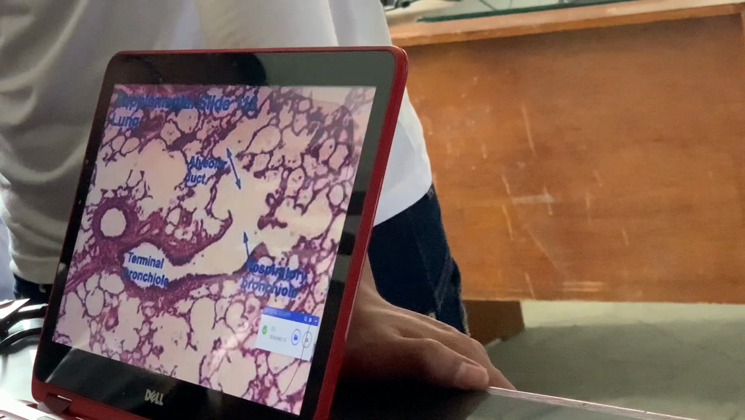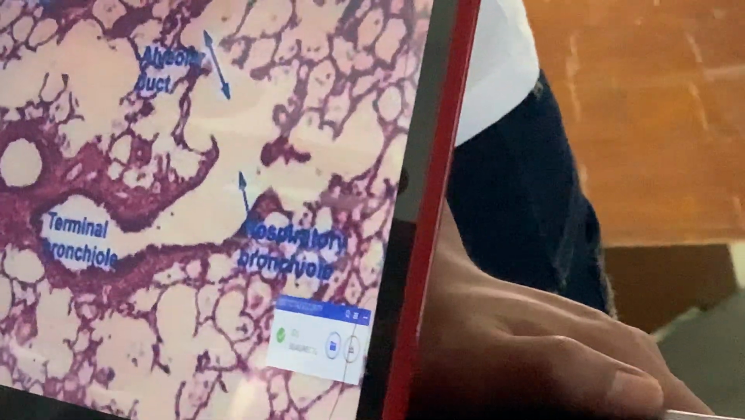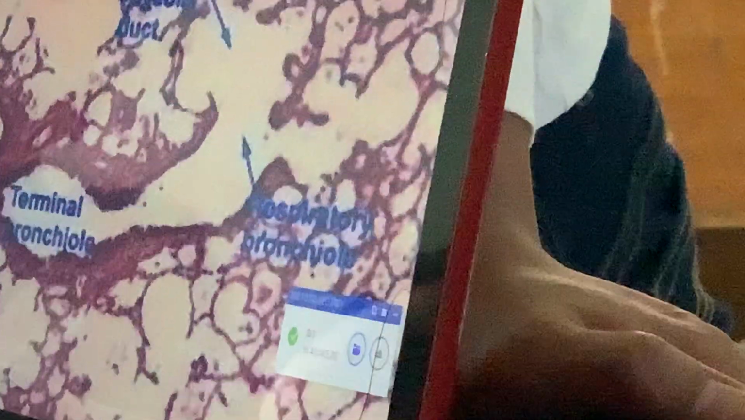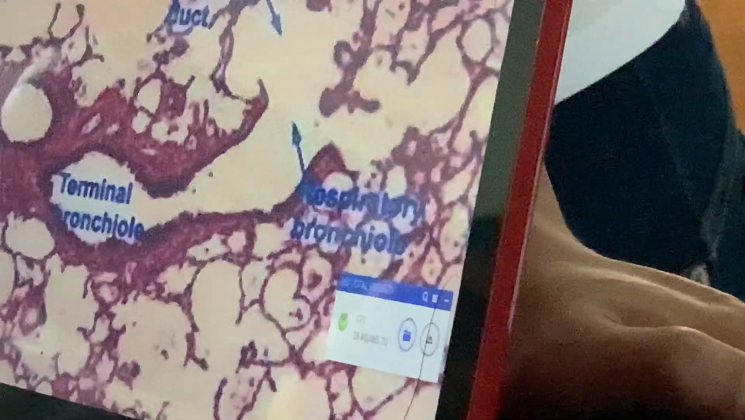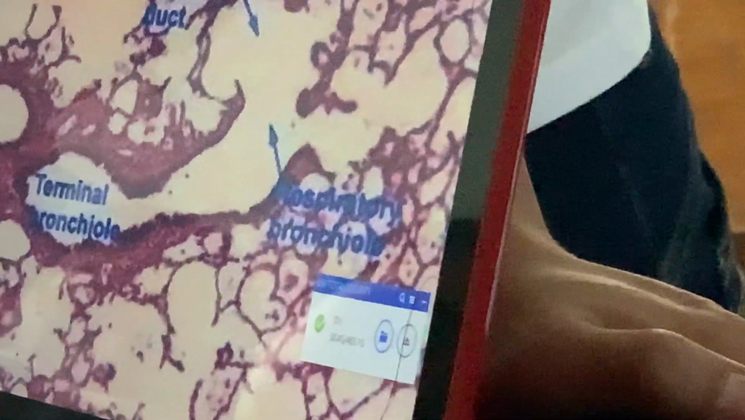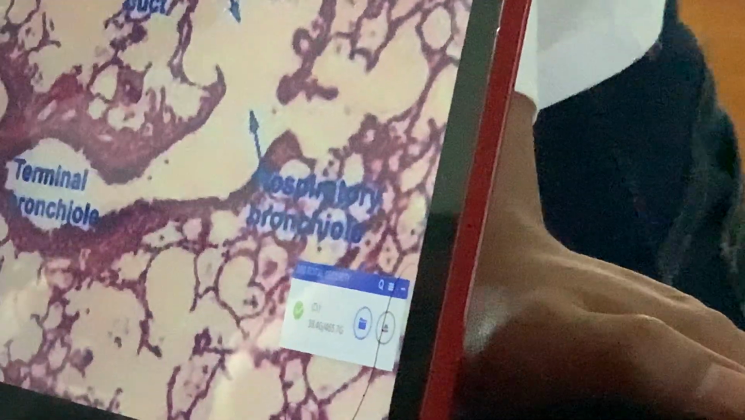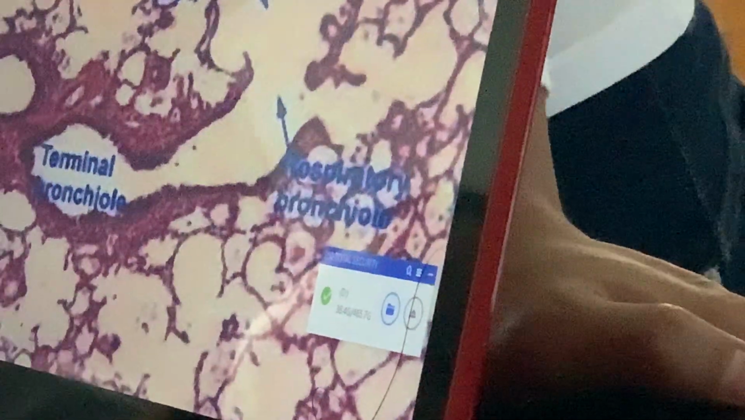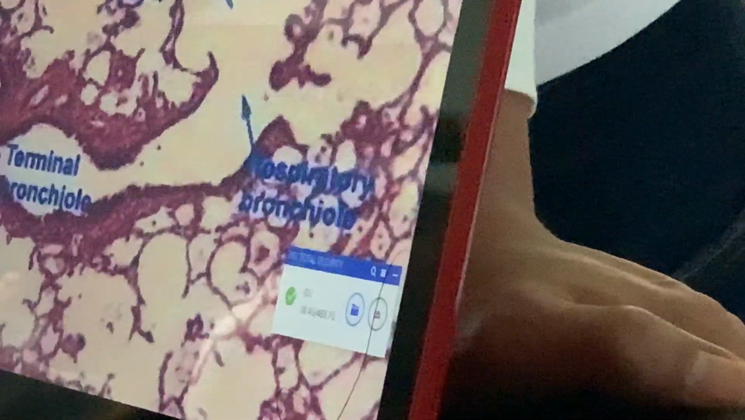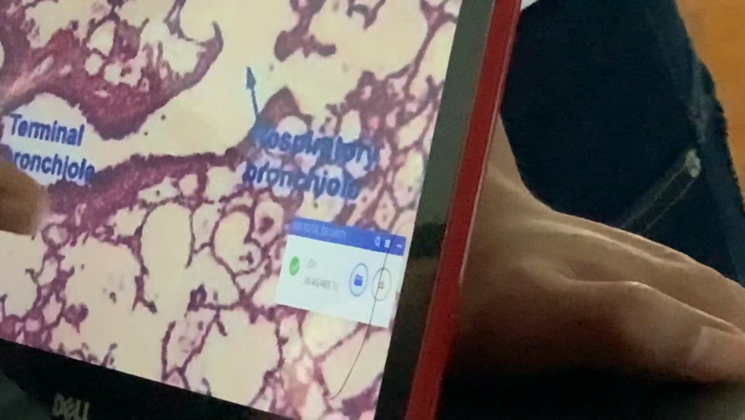So, first step, lining epithelium. What's the lining epithelium? Simple cuboidal. Next, cartilage. Are there cartilage? None. So no cartilage, no goblets. That's terminal. We move further.